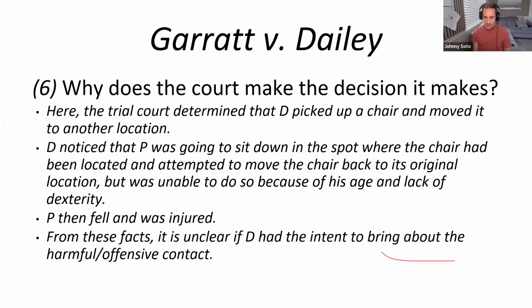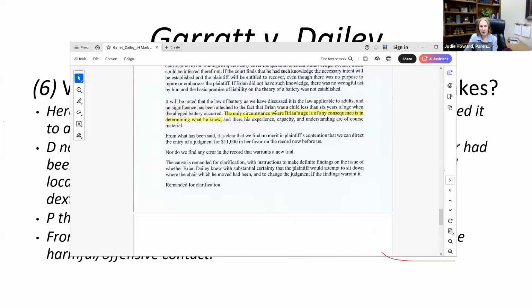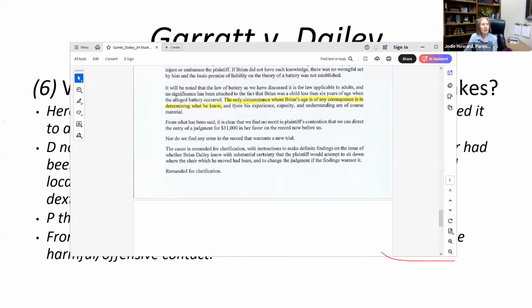He has the intent of her falling, but he lacks the knowledge of to what extent the bodily harm would be. Are you guys seeing a new screen on top now with my case, some yellow highlighting? Yes. Here where it says the only circumstance where Brian's age is of any consequence is in determining what he knew. And that's what I meant. What do you think that means, Johnny? What do you think the court is saying?